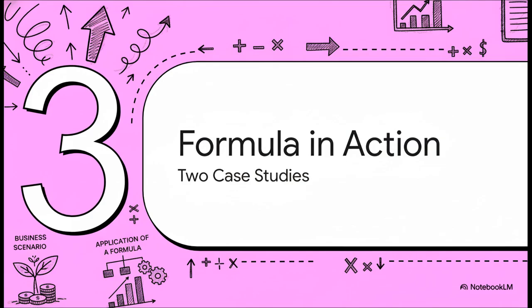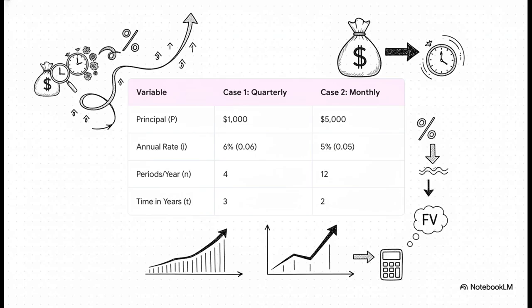We're going to apply it to 2 distinct business case studies so you can see how you'd use this tool in a real-world setting. So here are the inputs for our 2 cases. In case 1, we're investing a smaller principal, $1,000, at a higher rate of 6%, compounded quarterly for 3 years. In case 2, we have a much larger principal, $5,000, at a lower rate of 5%, but with more frequent monthly compounding over a shorter 2-year period. Notice how all the variables we just defined are laid out here.